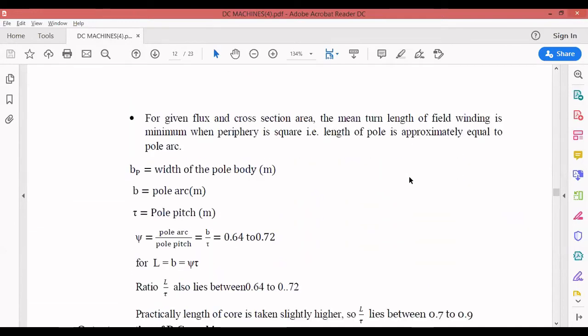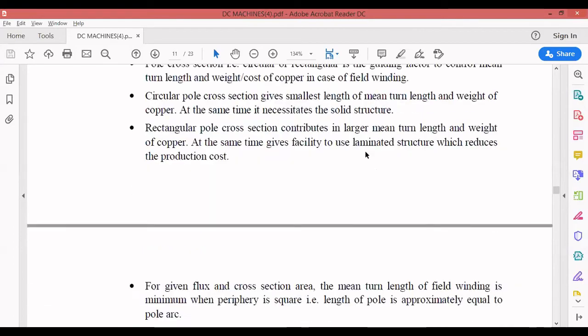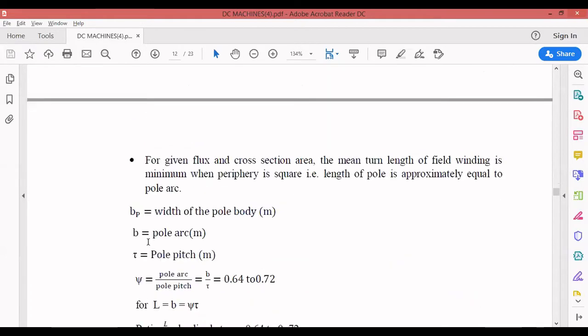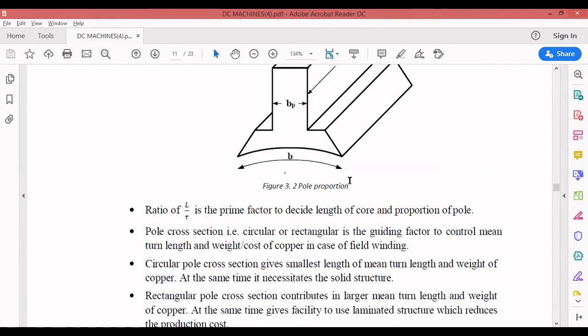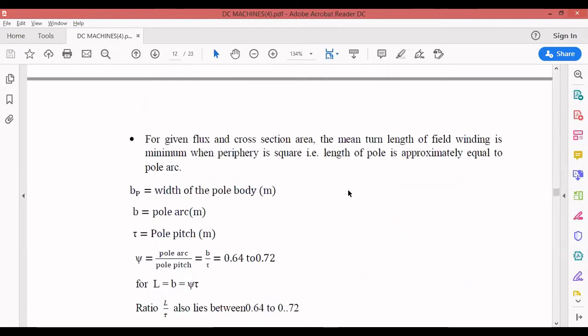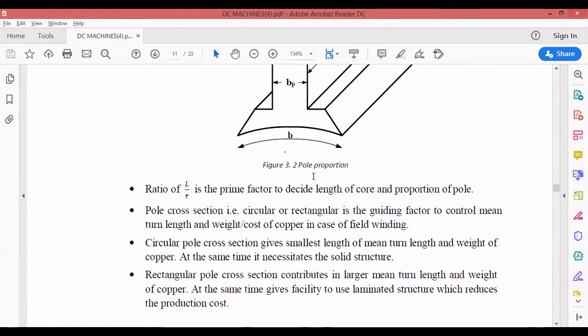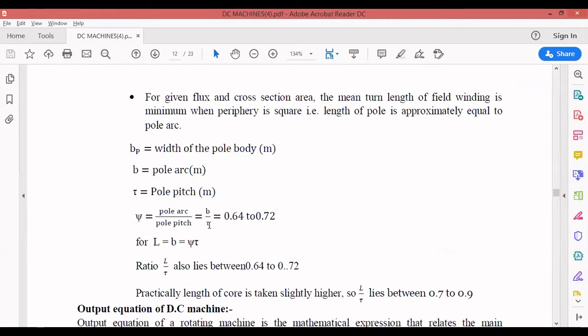Looking at this figure, bp is the width of the pole body, in meters, b is equal to pole arc, and tau is equal to pole pitch, which is pi D by P. Psi is very important. Psi is the ratio of pole arc to pole pitch, that is b by tau. Usually the ratio of pole arc to pole pitch lies between 0.64 and 0.72.